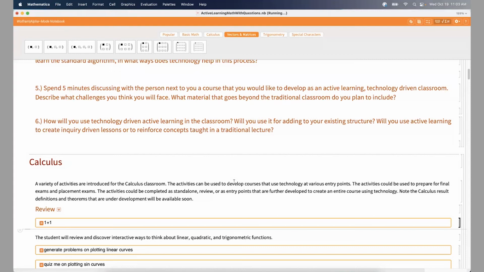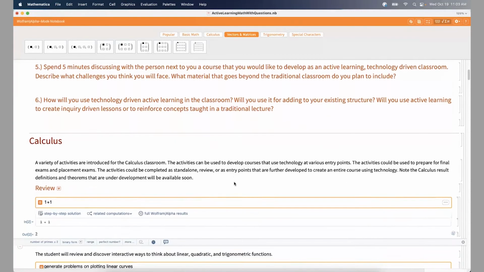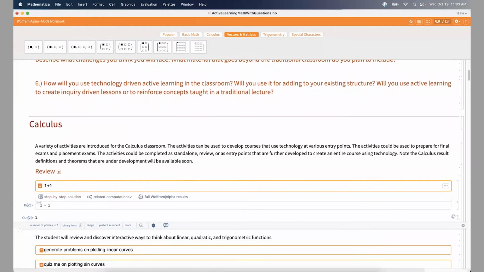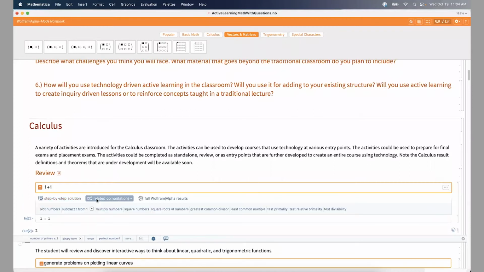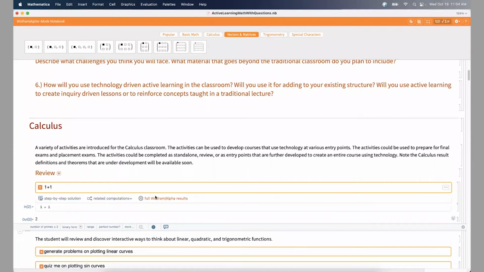and that will evaluate, and we're going to see some useful information here. Notice that we have this input cell right here, and that is the Mathematica equivalent of, for this particular case, just that 1 + 1, but we're converting our natural language processing into a Wolfram language equivalent. I also want to point out some of the things you get when you have the cell: you can get the step-by-step solution, we have related computations, and you can even get the full Wolfram Alpha results.